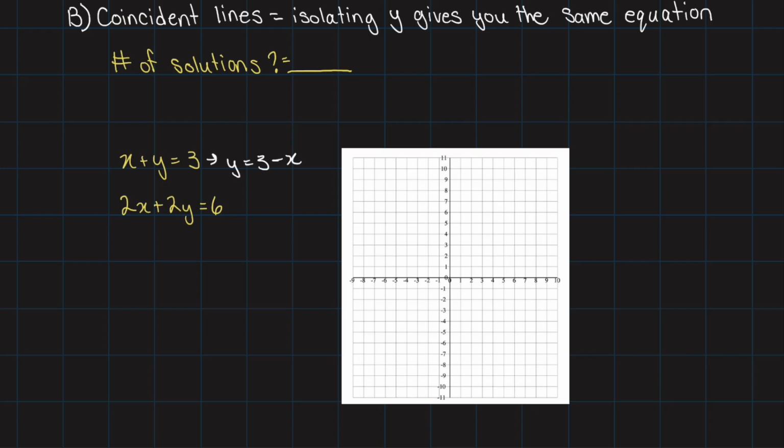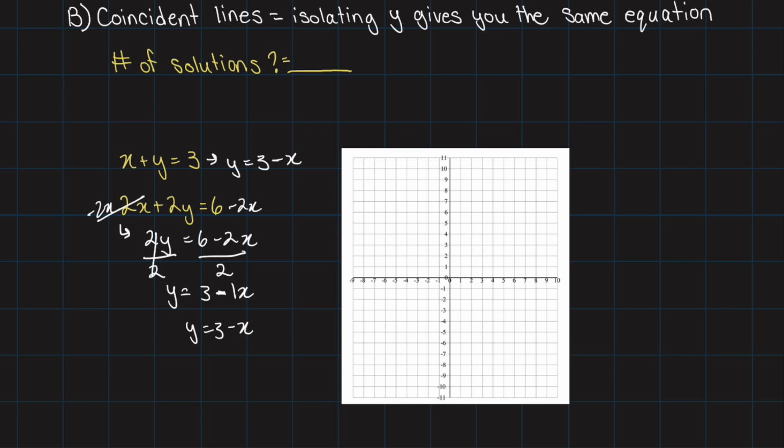Okay, and now let's do this equation. We have 2x plus 2y equals 6. Well, we can just move 2x to the other side. We can just subtract 2x from here and subtract it from here. These cancel, so we have 2y equals 6 minus 2x. And then we divide both sides by 2. And we have y equals 6 divided by 2, which is 3. Negative 2 divided by 2 is negative 1x, which is the same thing as 3 minus x.